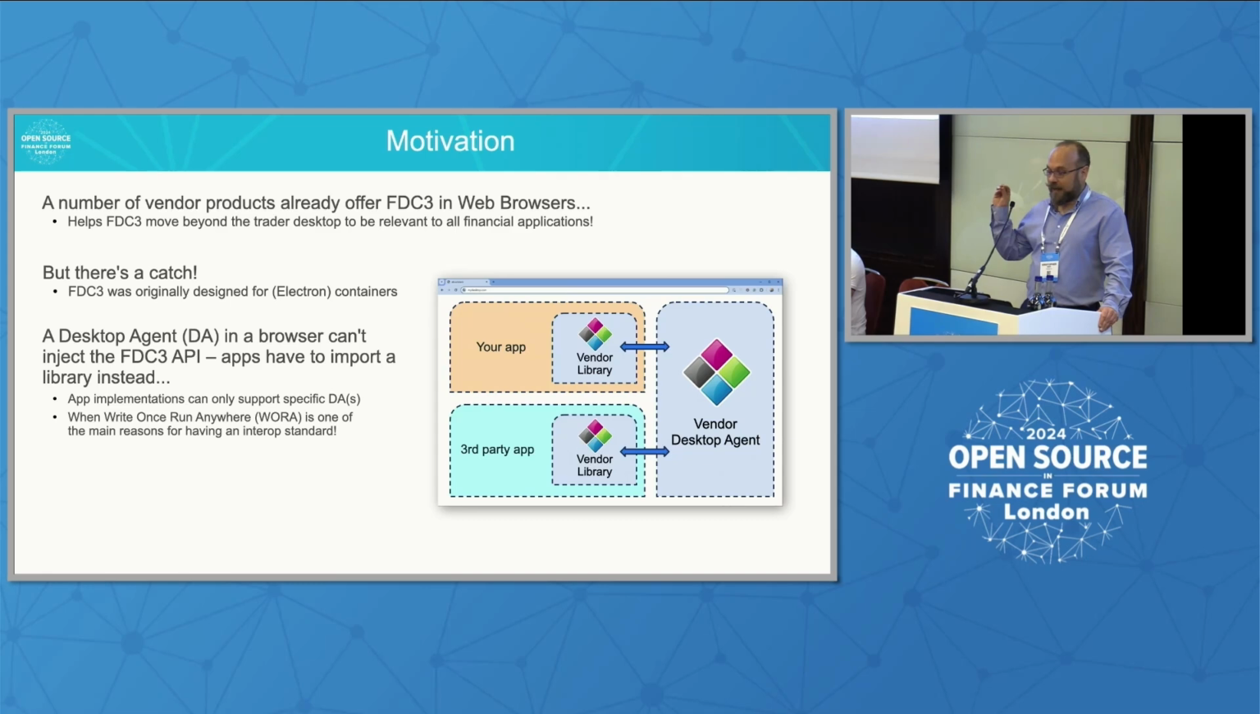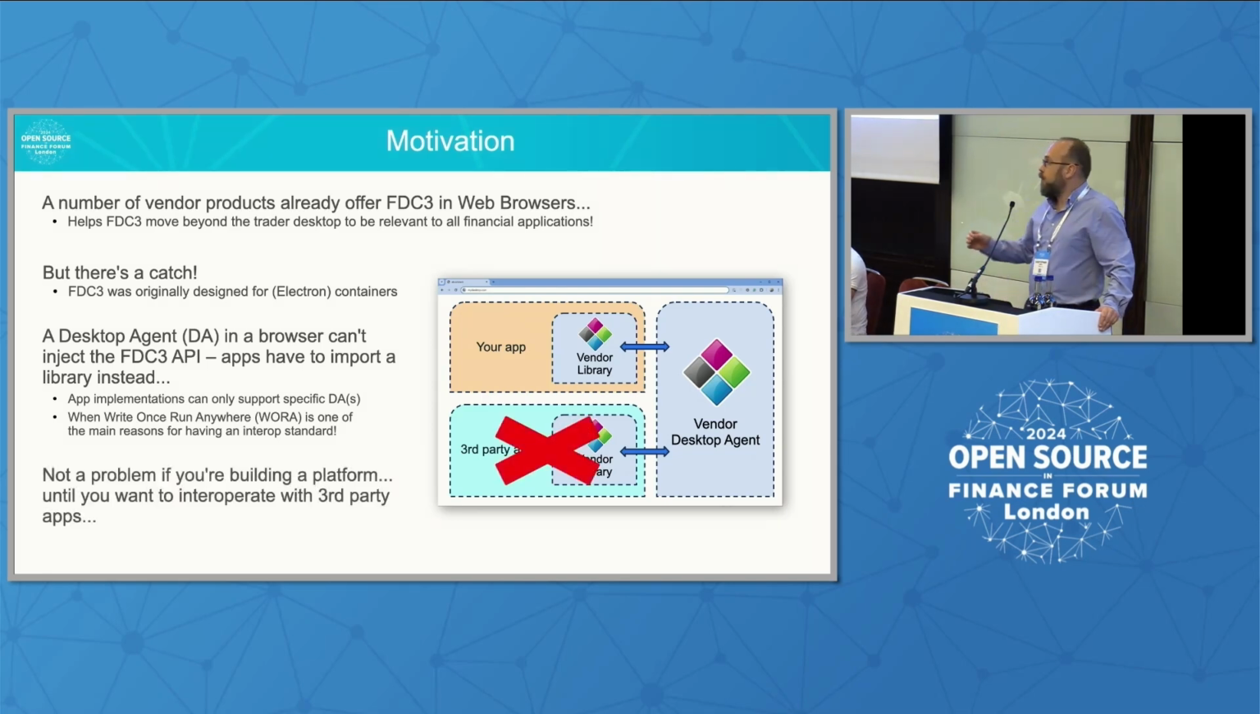It's typically injected into a web application by the container that it's running on, and applications pick it up at a standard location, window.fdc3. But we can't actually do that in a browser. So instead, you have to import a vendor library into your application to make it work. The problem with that is it means you only support that specific desktop agent. One of the main reasons for having a standard for interop is that application vendors can write once and run anywhere under any compliant desktop agent. If they had to incorporate a particular library, that's actually broken down.